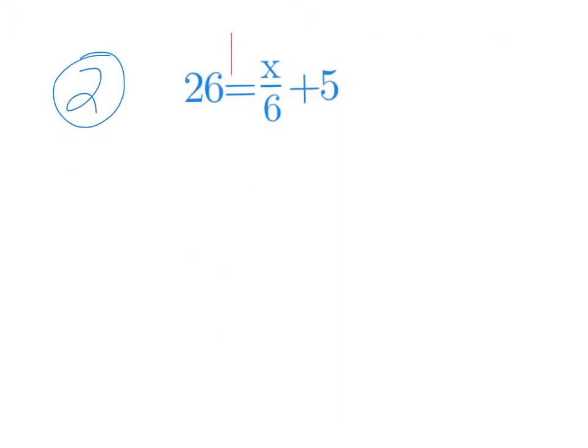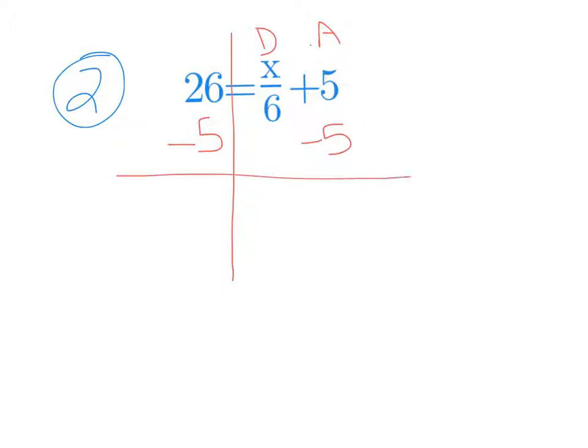All right, next one, draw a line. Variables on the right side this time, really doesn't matter. So this is division. Whenever you have a fraction, it's division, and this is addition. So I'm going to get rid of my addition first, so I'm going to subtract 5. Remember, you're doing opposite operations. So 26 minus 5 is 21, and I still have my x over 6, and my 5's canceled.